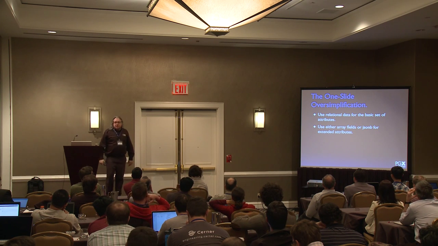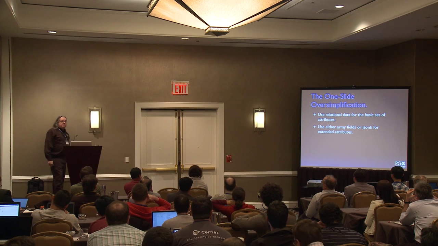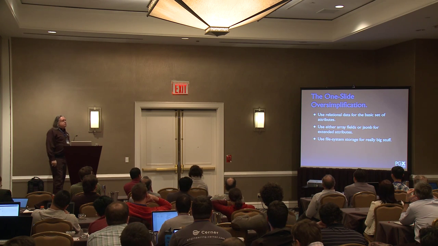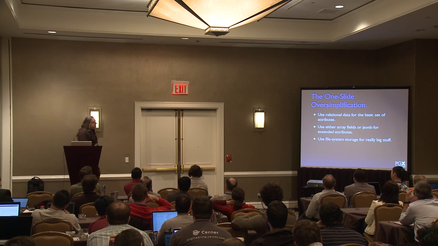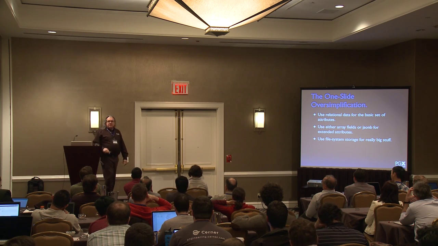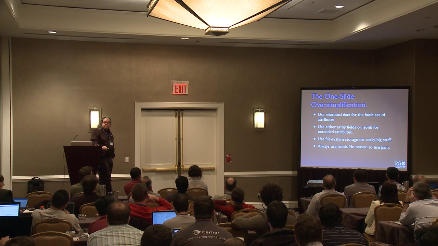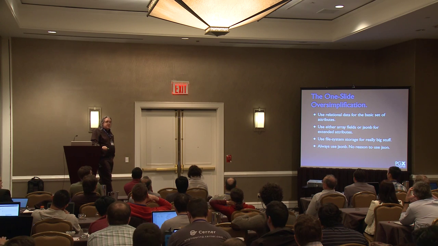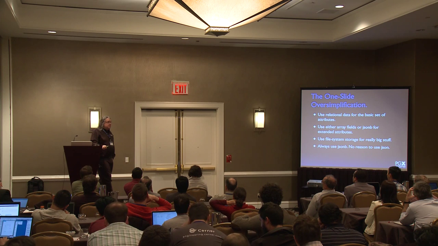Use either array fields or JSONB for extended attributes, things that are not common in your rows. And use file system storage for really big stuff, because really big stuff in the megabyte range is not nearly as efficiently stored in Postgres as it is on the file system. And always use JSONB if you can. There is no compelling reason, unless you're in one of the earlier mentioned special cases, to use JSON.